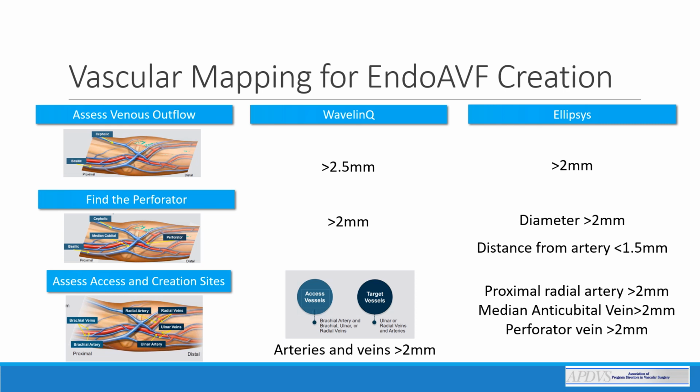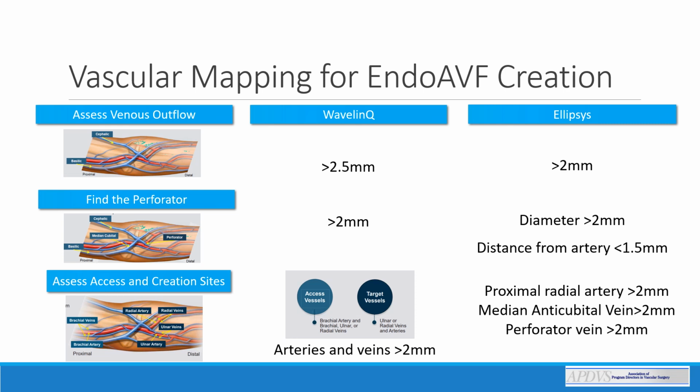Next, we have to evaluate access sites and creation sites. This is where there are major differences between the two systems. For WavelinQ, access and creation sites are in different locations. For arterial access, you have to access the brachial artery, and for venous, you either access the brachial vein or either the ulnar or radial vein at the wrist. But the creation sites are either the proximal ulnar artery and vein or the proximal radial artery and vein.